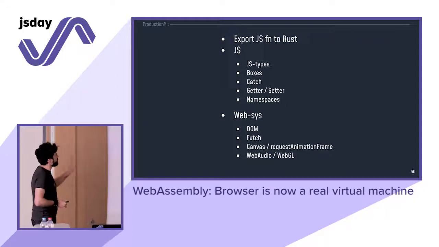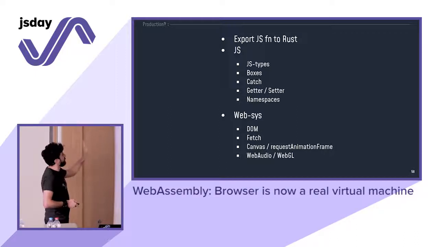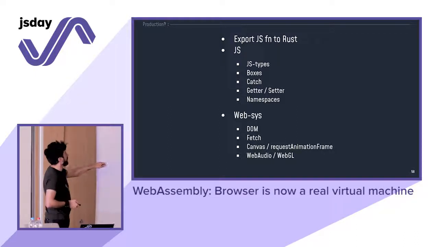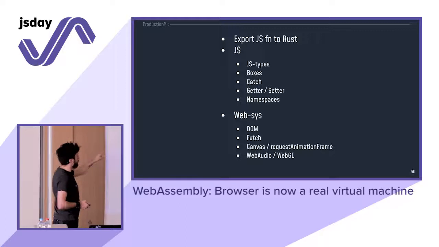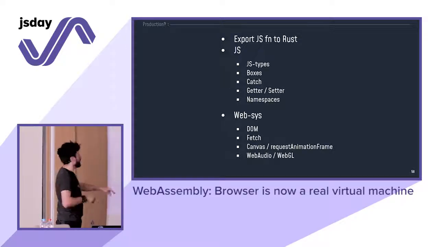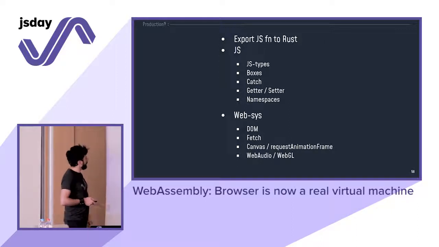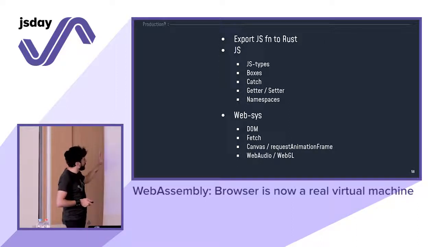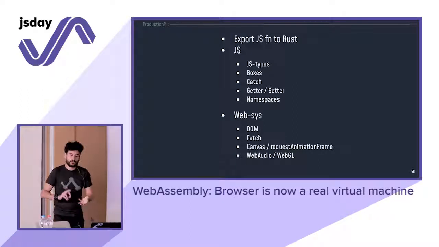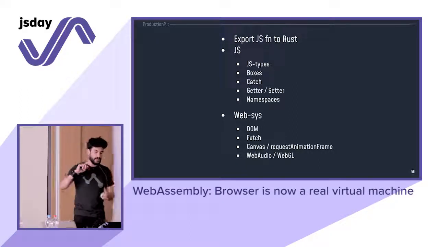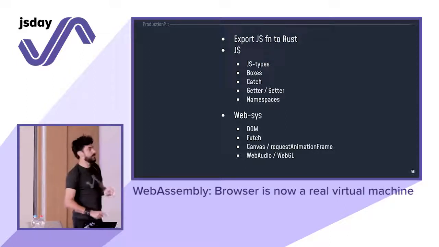Yet it just exports any JavaScript function to Rust. It exports the JS types, the boxes for boxing and unboxing data types, the casts, the getters, the setters, namespaces. And it also exposes to Rust the DOM interface, the fetch API, canvas, request animation frame, web audio, WebGL API, etc.